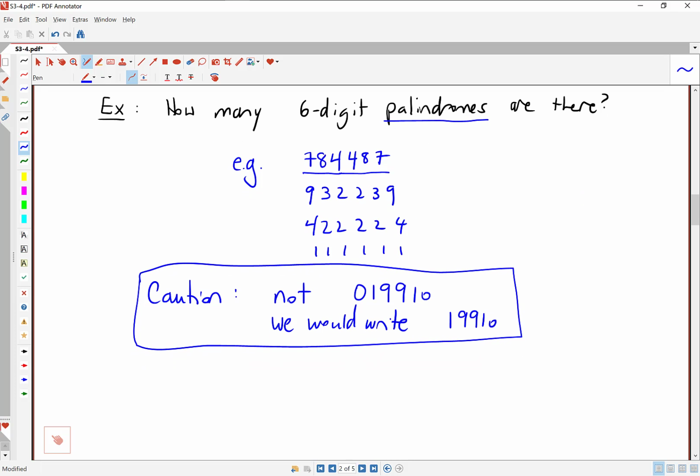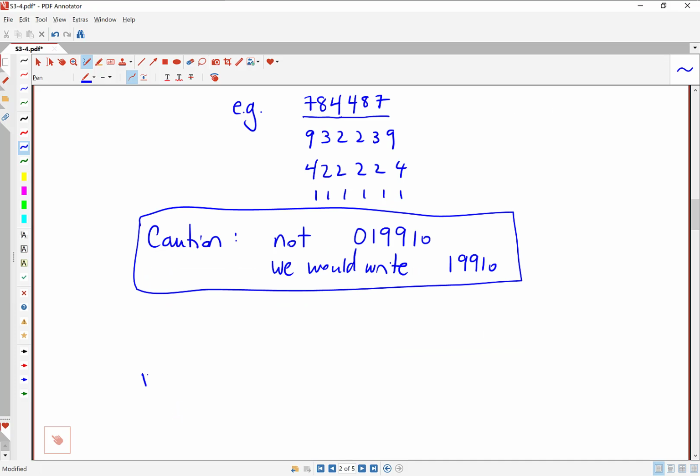So let's see if we can use the multiplication principle to answer the question. So we'll ask, what is the number of choices for the first digit? And then we're going to multiply by the number of choices for the second digit. And instead of saying number of choices for second digit, I'm just going to write second digit, and it'll be implied that we're talking about the number of choices for that digit. And then we have to think about the third digit, the fourth digit, the fifth digit, and the sixth digit.